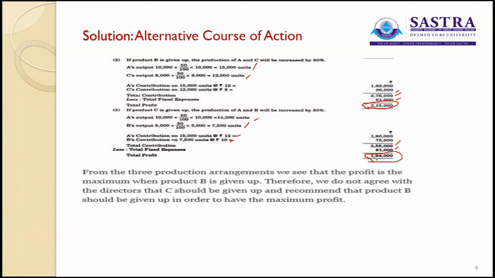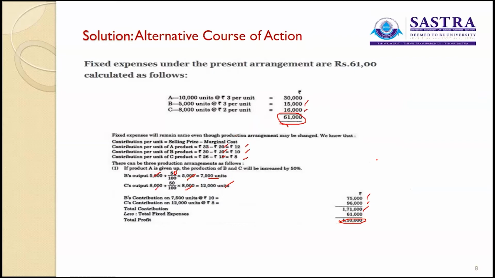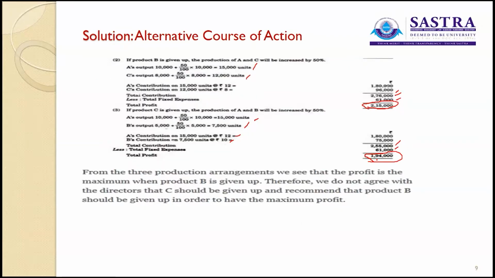Now see to it. If A is given up, we have 2,10,000. If B is given up, we have 2,15,000. If C is given up, we will get 1,94,000. Now we are going to compare which one is to be profitable. See, of the 3 production arrangements we have seen, the profit is maximum when B is given up. So when B is given up, we have 2,15,000.